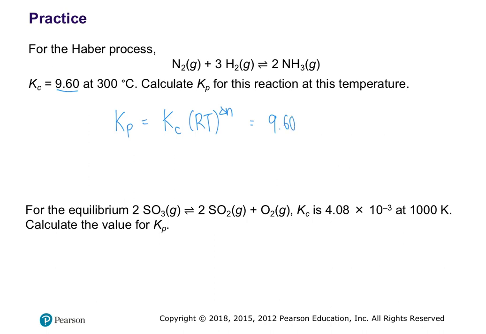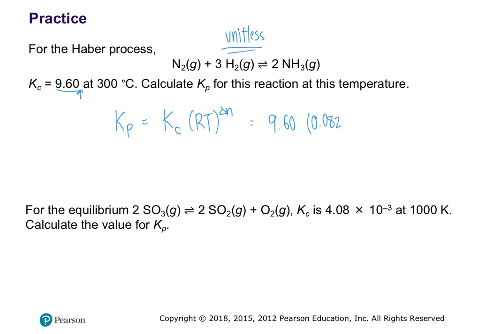9.60 times RT. Now notice there are no units for K, so that's a key point, that the equilibrium constant is unitless for both our concentration and pressure equilibrium constants. And then we'll talk a little bit more about the meaning on the next slide of large versus small K values. So calculating Kp now, R, we're going to use the gas R because we're dealing with gases.